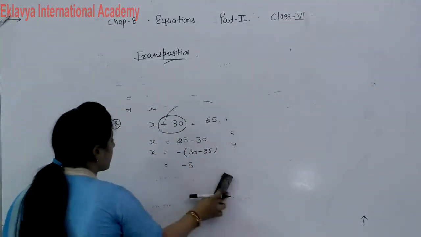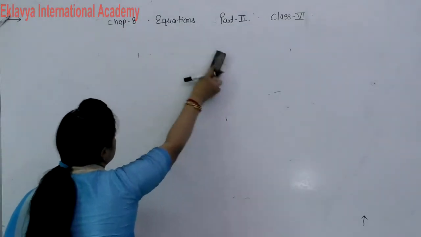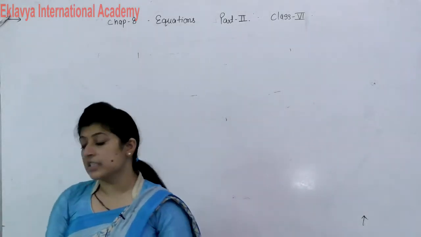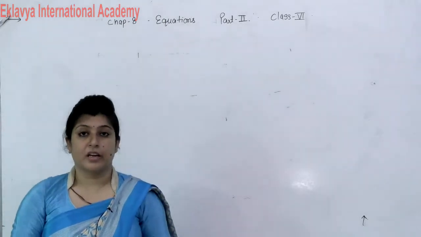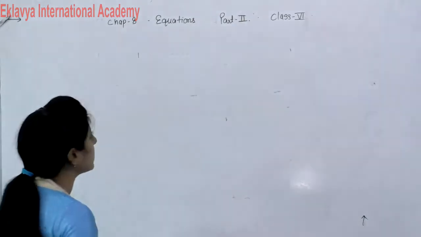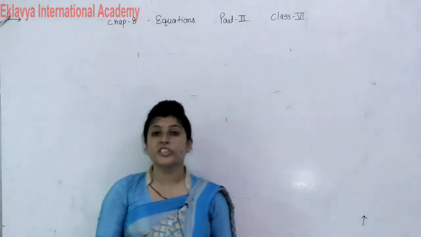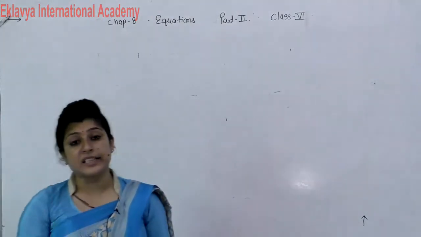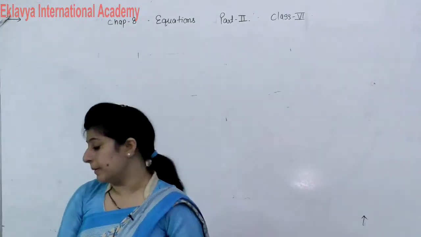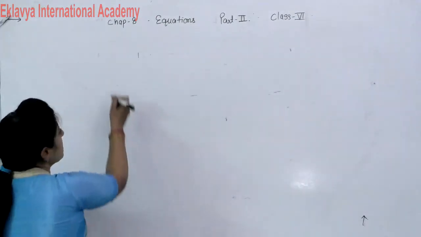Now see some word problems. Based on the transposition method, you can complete your exercise 5th B. Now we will solve translating word problems into equations. Any word problem given to you, how to change it into an equation and then find the solution of the unknown variable. The question is: a number decreased by 5 is 23.